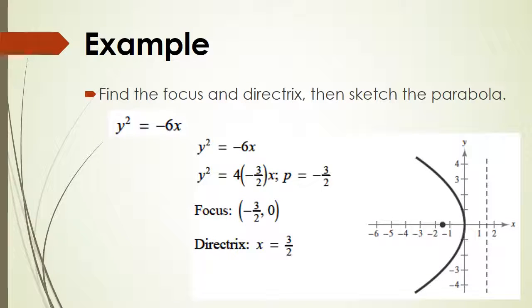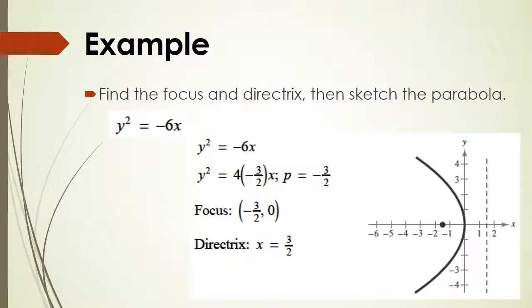Okay, if y squared equals 4px, then negative 6 must be 4p. So if you say negative 6 equals 4p and you solve for p, you get negative 3/2, which means my focus is at negative 3/2, 0. And my directrix is at x equals 3/2. This is going to open to the left.